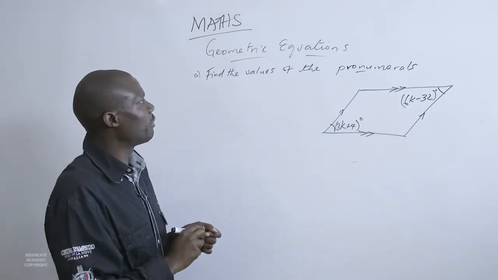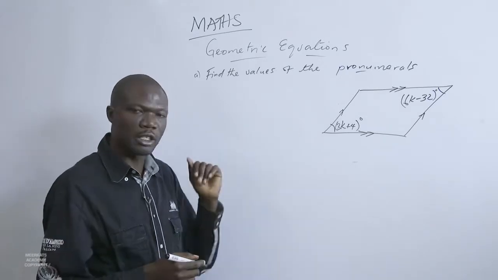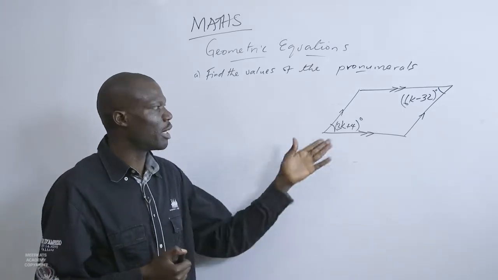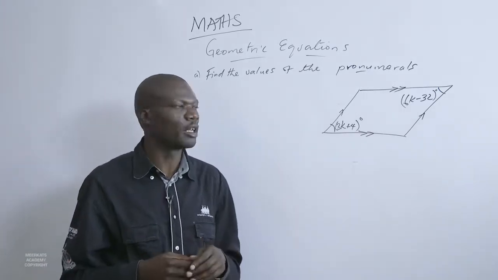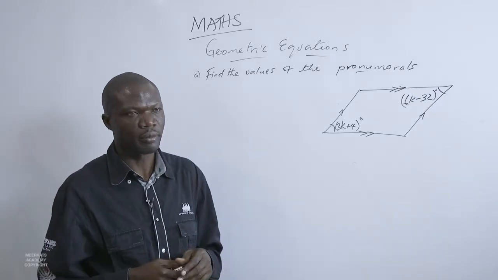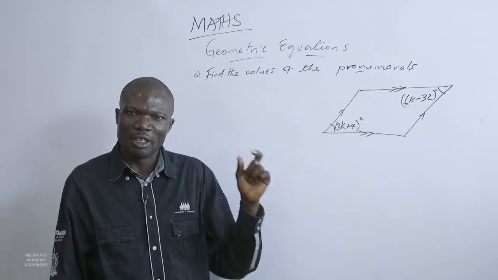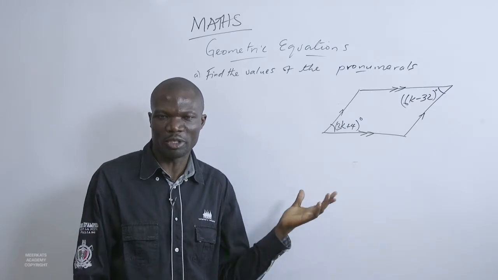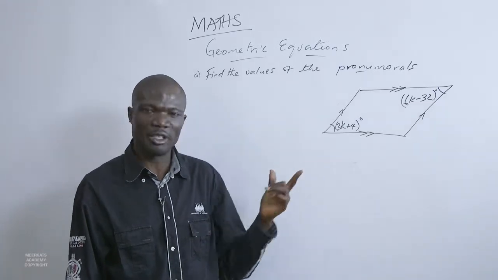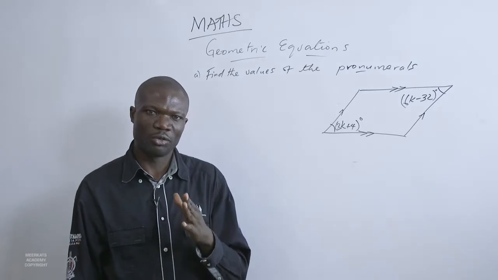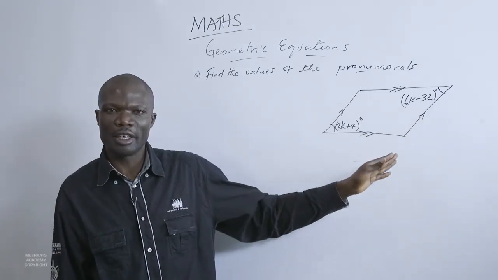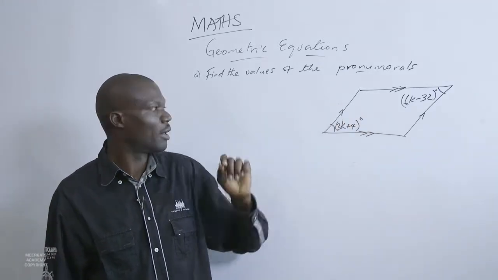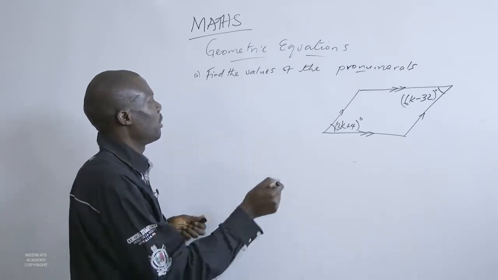In this question, again, find the value of the pronumeral, that is k, given the diagram that we have and the angles we've been given as stated in this particular diagram. Now, looking at this, first ask yourself, what type of shape is this? What type of diagram is this? You'll find that this is a good example of what we call a parallelogram.